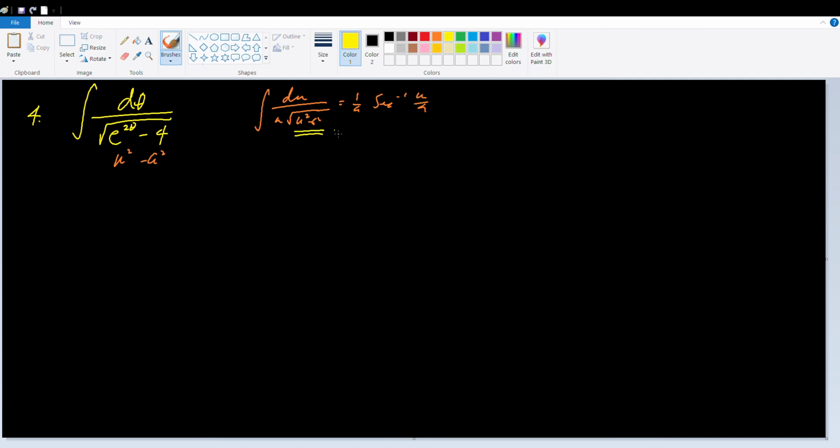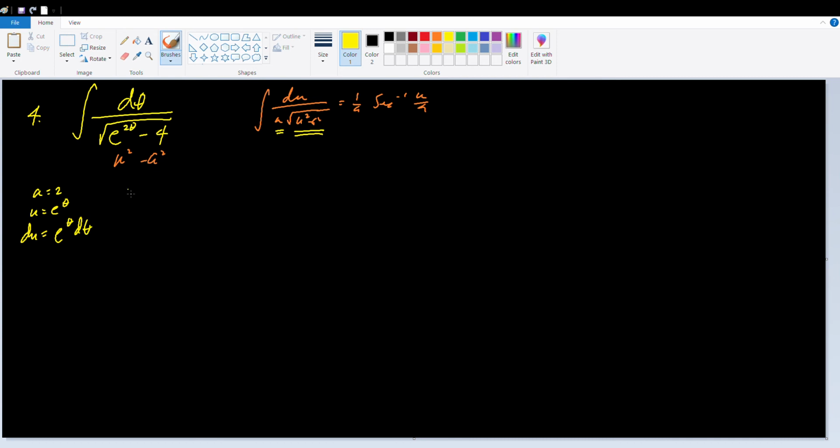u squared minus a squared with a u outside. So in this case, in the given problem, our a is 2 and u is e raised to theta. So we need e raised to theta outside the radical for us to yield the arcsecant function. And then we have to check also the du. Taking the differential of u equal to e to the theta, du will be e to the theta d theta.